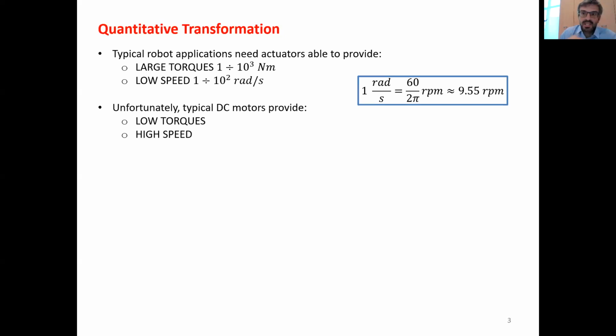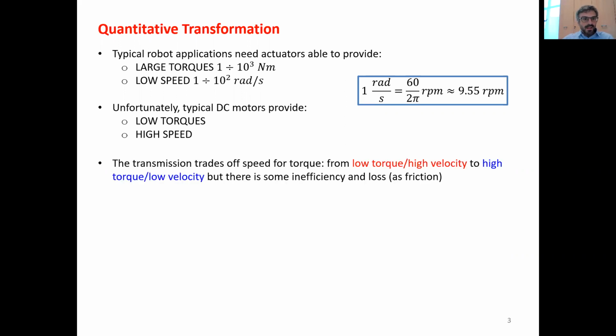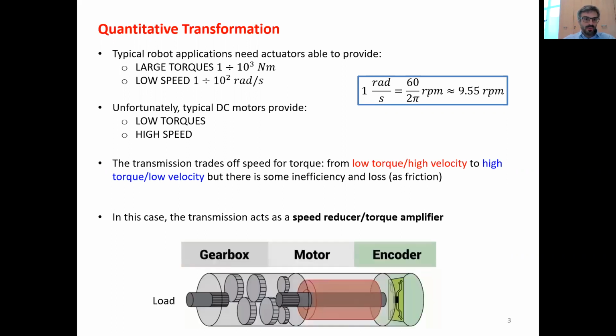We saw that the maximum efficiency point, or even the rated operating point, is the one that is closer to the higher speed area of the characteristic curve. So usually we prefer with the electrical motor to work at higher speed. And the transmission trades off speed for torque. We have some efficiency loss due mainly to friction. And as I said, the transmission acts as a speed reducer, torque amplifier. And usually the transmission is located after the motor, between the motor and the load.